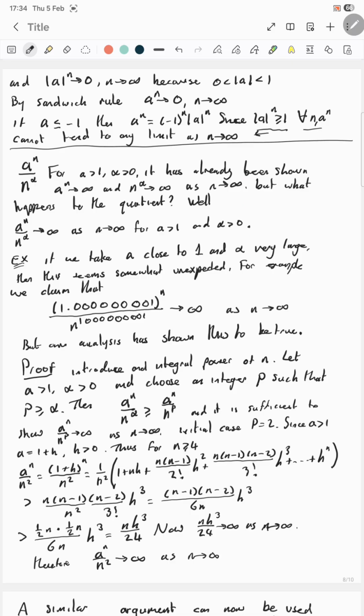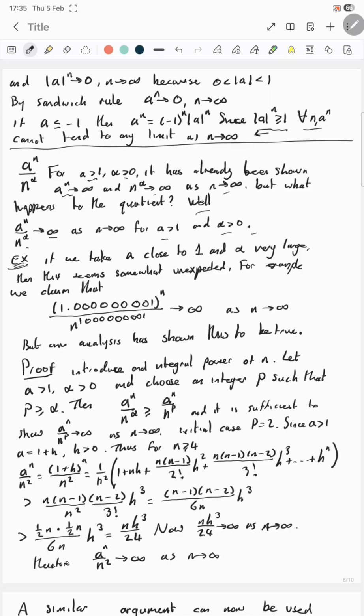Now consider a to the n over n to the alpha, for a greater than 1 and alpha greater than 0. It has already been shown that a to the n goes to infinity as n goes to infinity, as does n to the alpha. But what happens to the quotient? Well, a to the n over n to the alpha goes to infinity as n goes to infinity for a greater than 1 and alpha greater than 0.